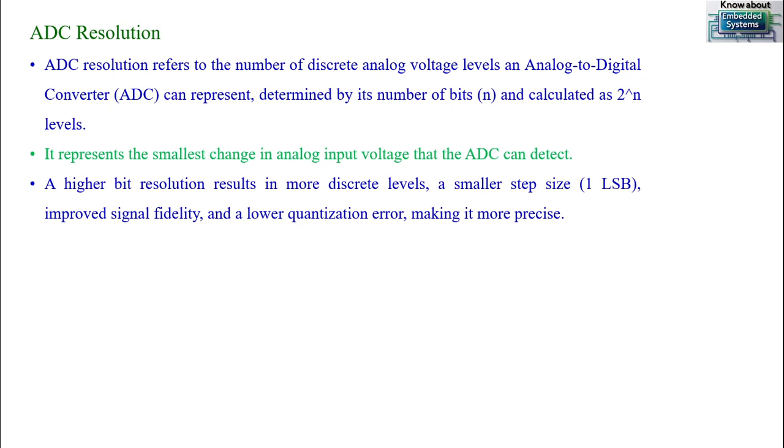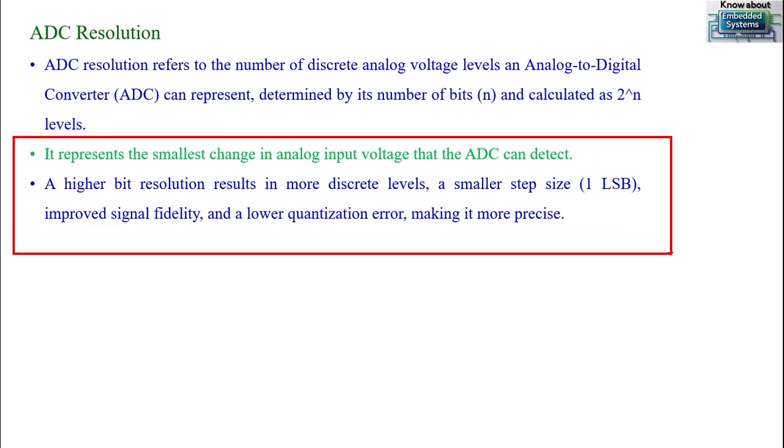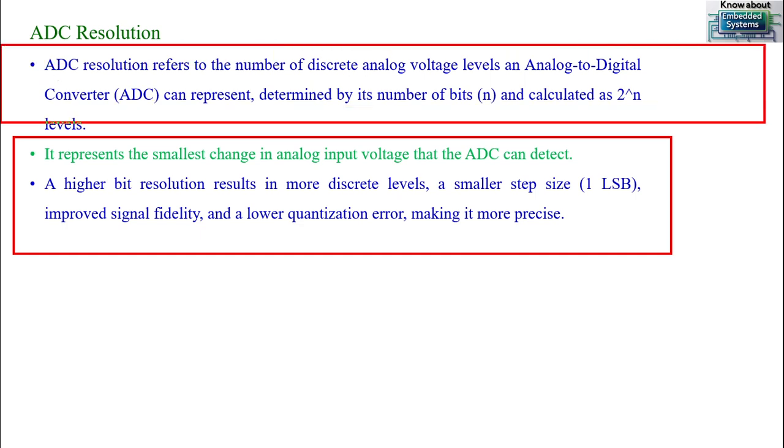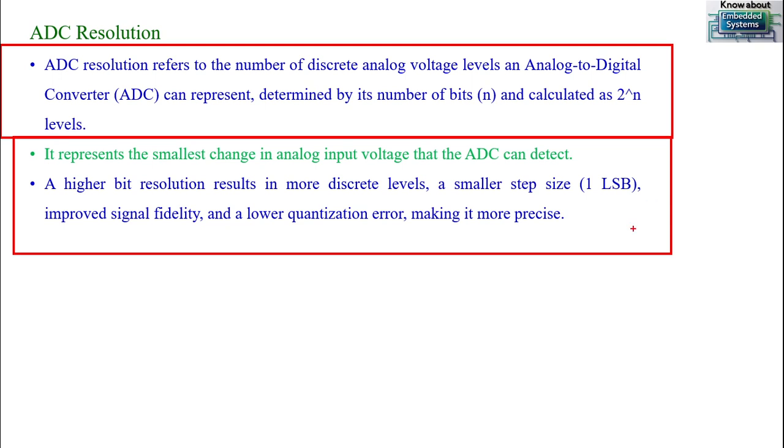Resolution is defined in two different ways. The first and foremost is that it represents the smallest change in the analog input voltage that the ADC can detect. That is called the resolution. And the ADC resolution can also be defined in a standardized way: the ADC resolution is defined with a number of bits. The ADC resolution refers to the number of discrete analog values that the ADC can represent.